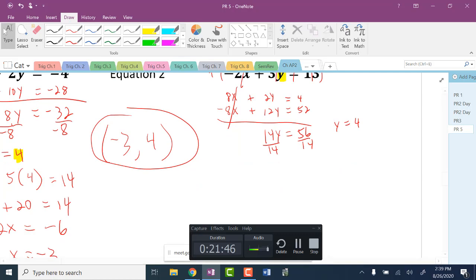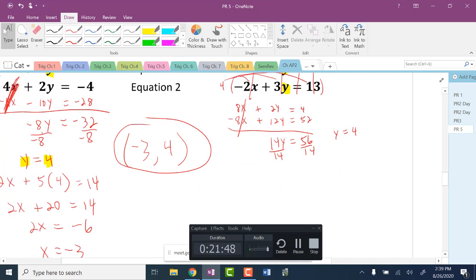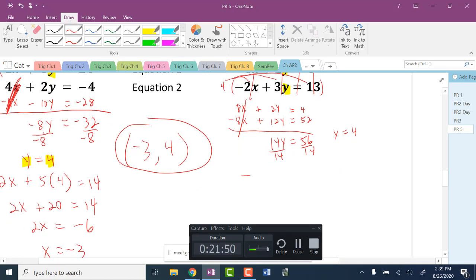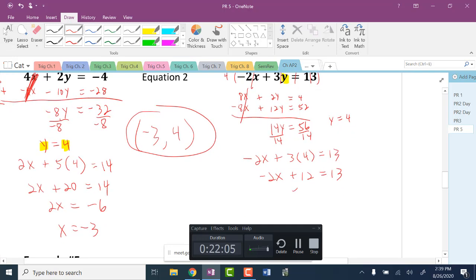All right, and then I'll just choose the bottom one since I see it. Negative 2x plus 3 times 4 equals 13. Negative 2x plus 12. Oh, didn't I just say there could be a fraction? Looks like we're going to get one here.